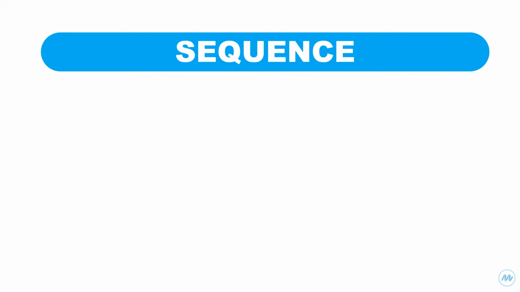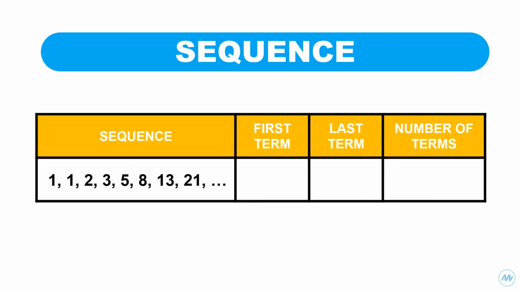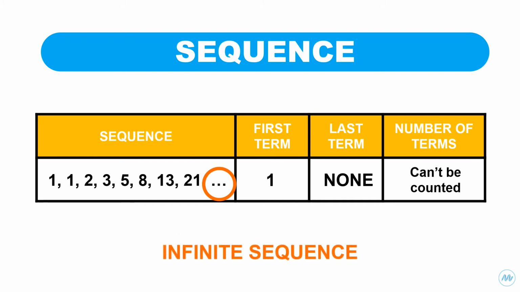Not all sequences have a first term or a last term or both. In this sequence, the first term 1 is specified, but it has no last term. Take note of the ellipsis, or the 3 dots. It indicates that the sequence has no end and therefore the terms cannot be counted. This sequence is an example of an infinite sequence.